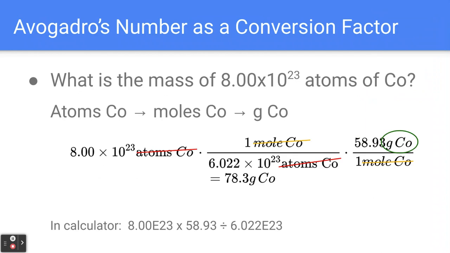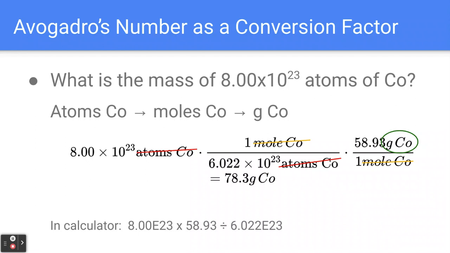So what is the mass of 8.00 times 10 to the 23rd atoms of cobalt? Well, here I'm going to start with atoms of cobalt. Then I need to get it out of atoms of cobalt into moles of cobalt, and then out of moles of cobalt and into grams of cobalt. So here we are going to use the first conversion factor of Avogadro's number to get us into moles. And then we're going to get out of moles into grams using the molar mass off the periodic table.